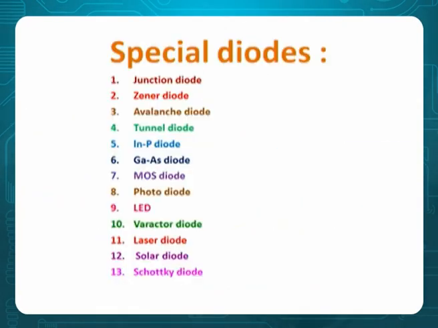Special diodes. We will see different special diodes and their characteristics and applications, and how they are really developed from the basic diode called the junction diode. The list of the diodes I mentioned here: Junction Diode, Zener Diode, Avalanche Diode, Tunnel Diode, Indium Phosphide, Gallium Arsenide, Mass Diode, Photodiode, Light Emitting Diode called LED, Varactor Diode, Laser Diode, Solar Diode and Schottky Diode. All these diodes we will briefly see to understand their applications.